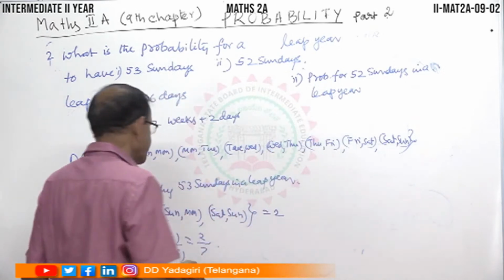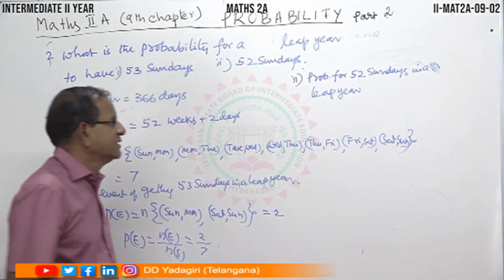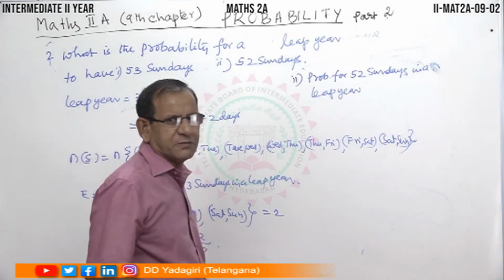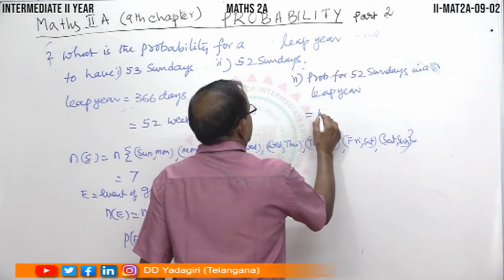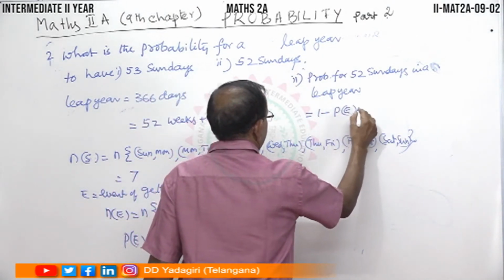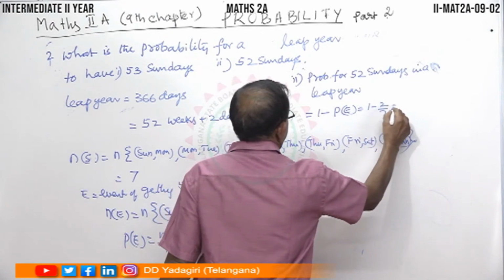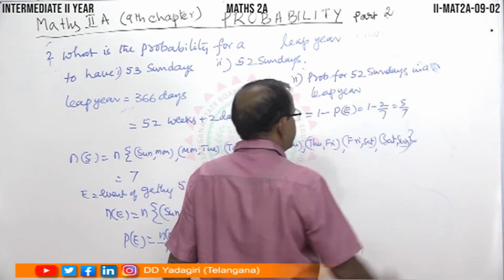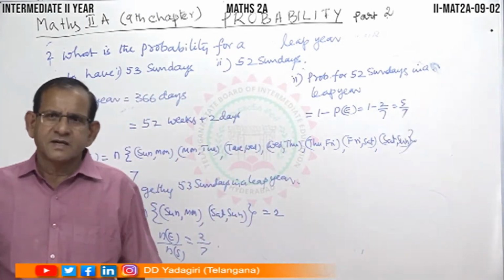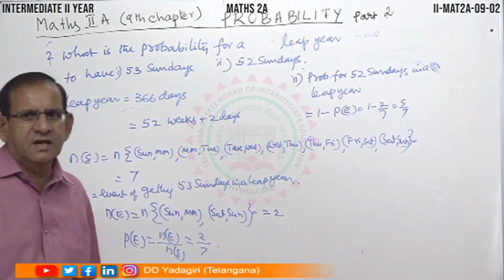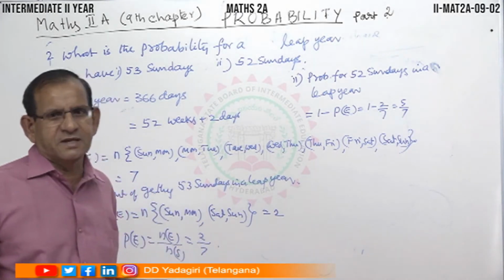Now, if it is not 53, it should be 52 only. So, any one of those two will be possible. So, that is equal to 1 minus P of E. That is 1 minus 2 by 7 equal to 5 by 7. That is the probability for having 52 Sundays in a leap year.